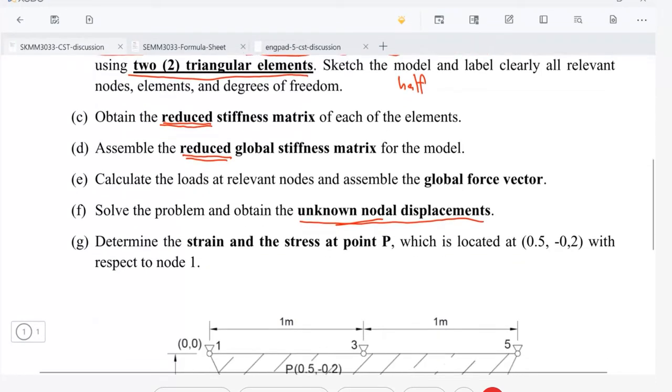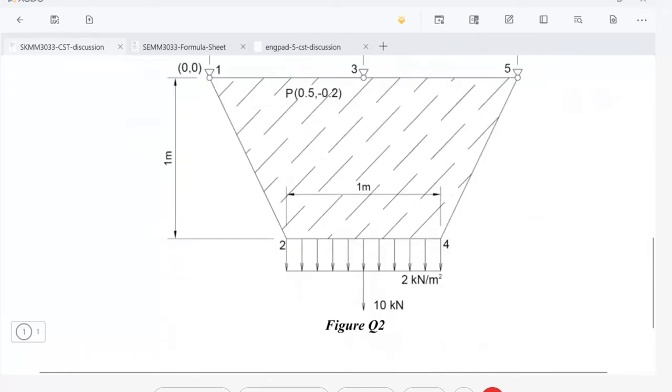All right. So once we get that, we can get the strain and the stress. Standard, because once we get the displacement, we can use our solid mechanics formula, the relationship between displacement and strain and stress. So that's the idea. So the important step is up to step F. Okay, so that's the idea.